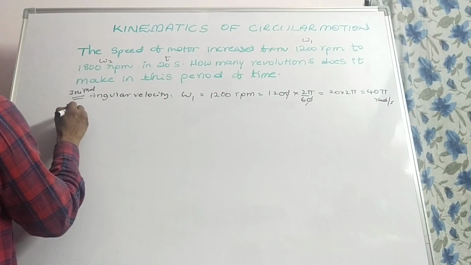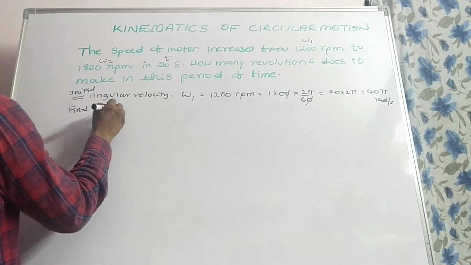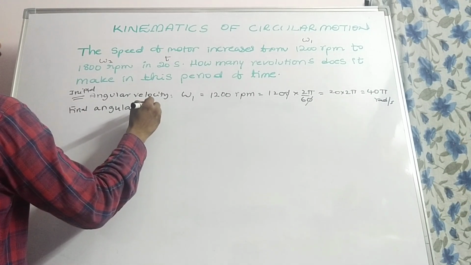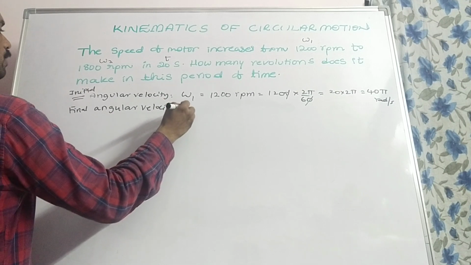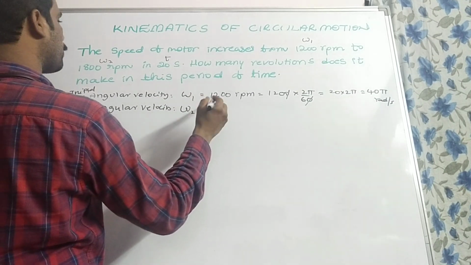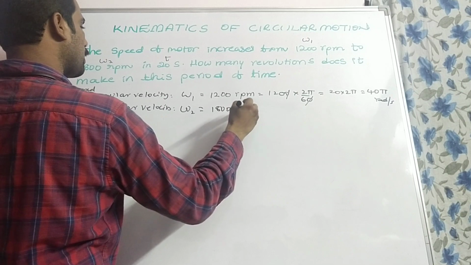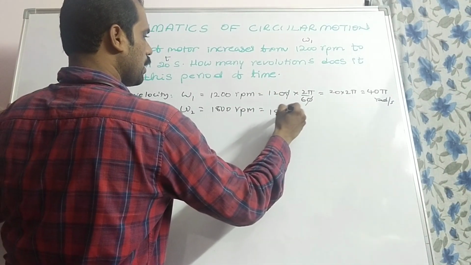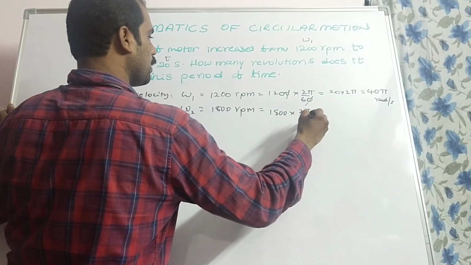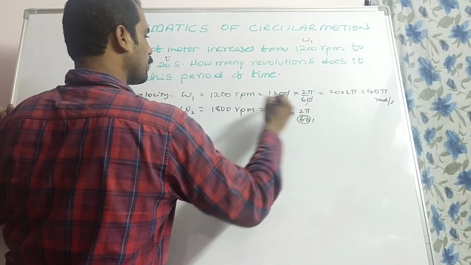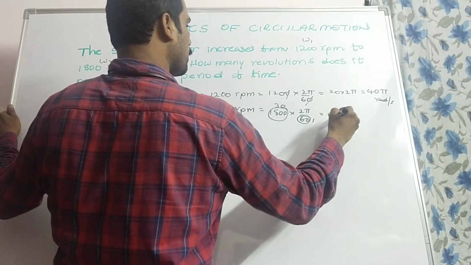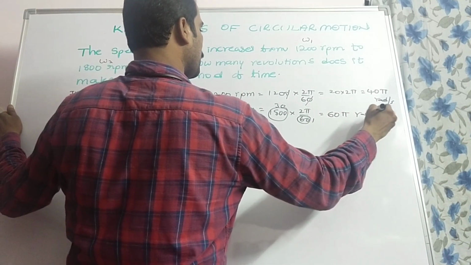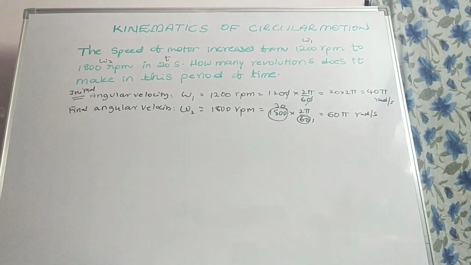Next, the final angular velocity omega 2 is equal to 1800 rotations per minute. Then 1800 into 2 pi by 60, that is 30 into 2 pi, that is equal to 60 pi radian per second. Now according to the equations of motion, we have to find the acceleration.